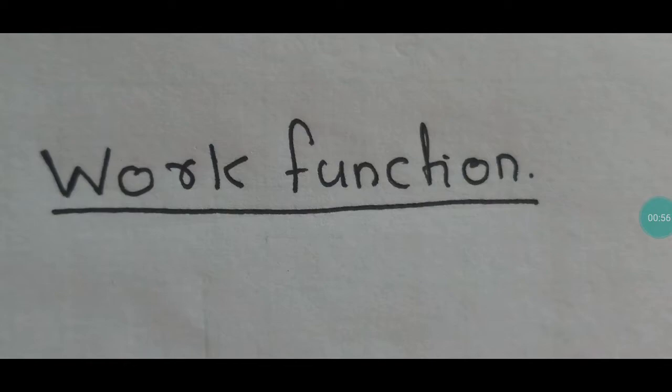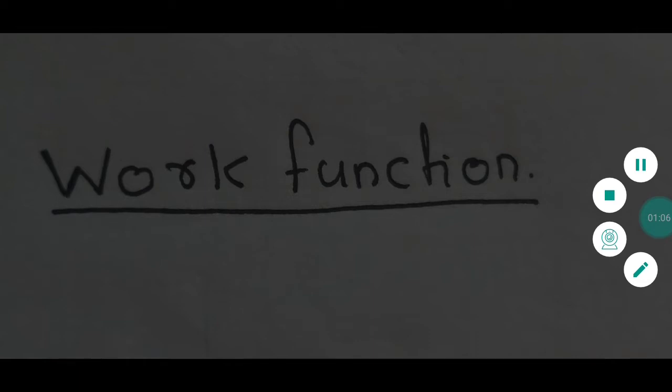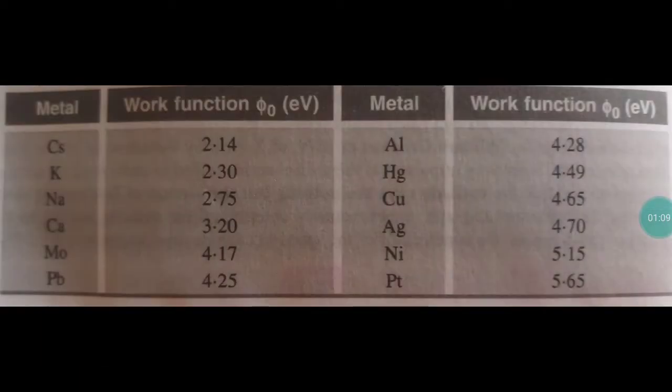How do we define this work function? The work function is the minimum energy required by the electron to escape out of the metallic surface. This is a list of different metals and their work functions, not given in joules, but in electron volts. You can see that cesium has the minimum work function, 2.14 electron volts, and platinum has the maximum work function, 5.65 electron volts. You don't have to remember this data.